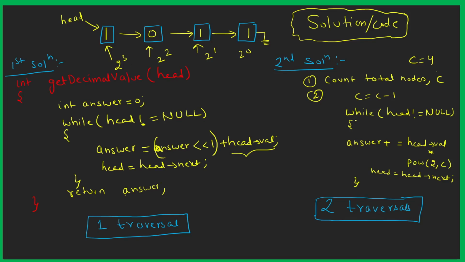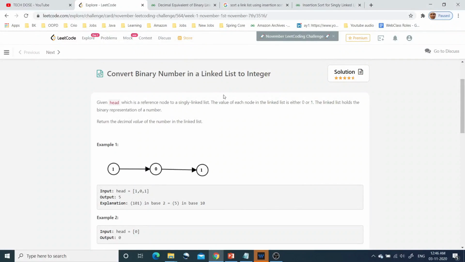So I will be saying that till head is not equal to null, I am taking head arrow value multiplied by 2 to the power c. And we have seen that c equal to c minus 1, that is c starts from 3. So here we are doing head arrow value multiplied by power of 2 comma c. So this will be 2 to the power 3. Again we are multiplying this 0 with 2 to the power 2. Head arrow value multiplied by 2 to the power c. And we are storing this inside answer. We are adding the previous answer. And we are just moving the head to the next. So this will need a total of 2 traversals. So this was our question.